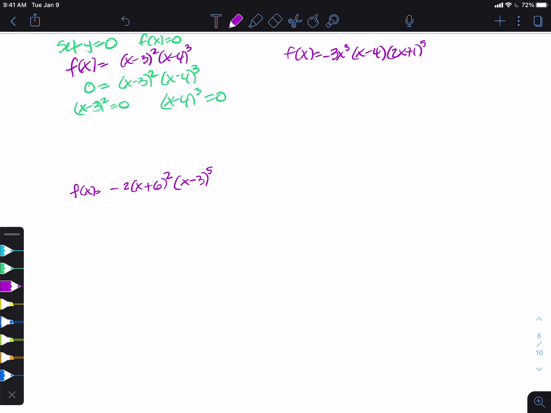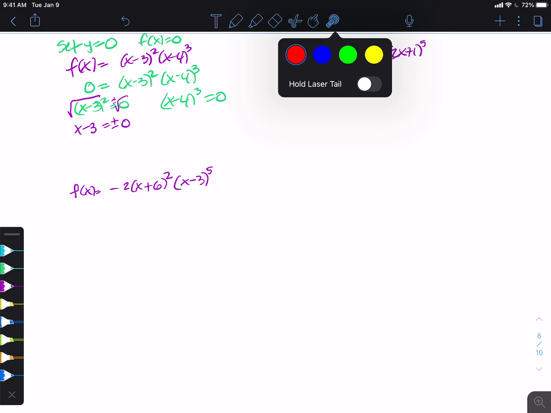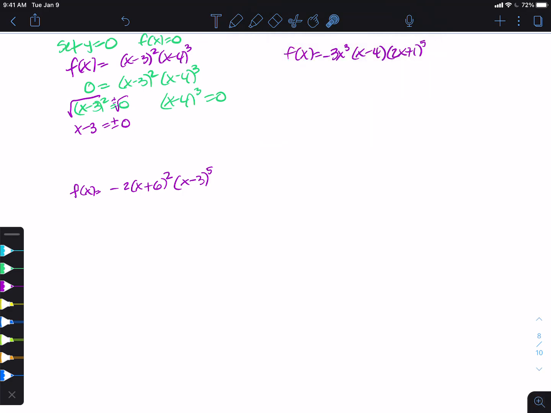Here we want to undo squaring, so we're going to take the square root of both sides. Remember, when you take the square root, you need to do plus or minus. So that gives us x minus 3 equals plus or minus 0. Well, 0 doesn't have positive and negative signs, so I can drop that from here on out. But I want to get the x by itself, so I'm going to add 3. So we get x is 3.